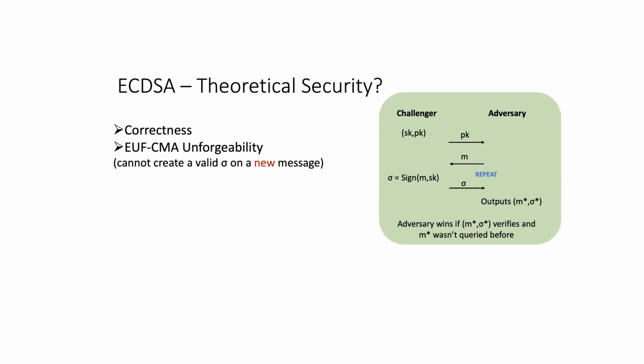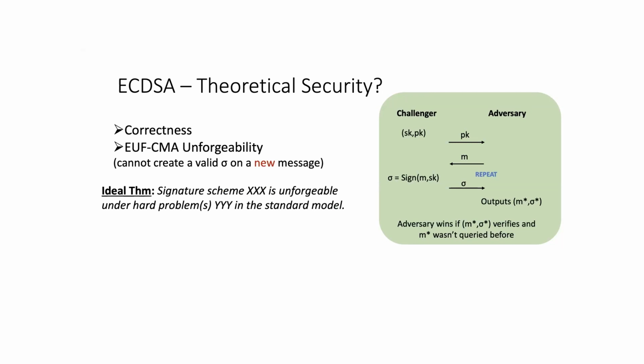And at the end of this game, the adversary is going to output its forgery, this m star and sigma star. And we're going to say that the adversary wins, in other words, breaks the unforgeability of the signature scheme, if it manages to output a signature that verifies and the message m star wasn't queried before. Okay? So this is what we call unforgeability. And we call this existential chosen message attack unforgeability.